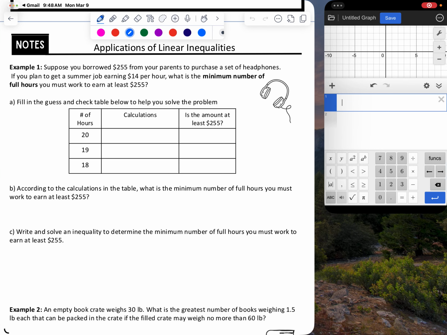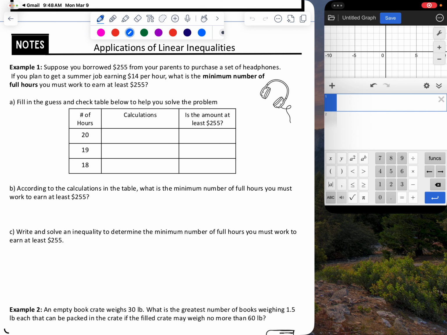In today's lesson, we will be exploring real-world problems involving linear inequalities in one variable. Let's look at example 1. Suppose you borrow $255 from your parents to purchase a set of headphones. If you plan to get a summer job earning $14 per hour, what is the minimum number of full hours you must work to earn at least $255?